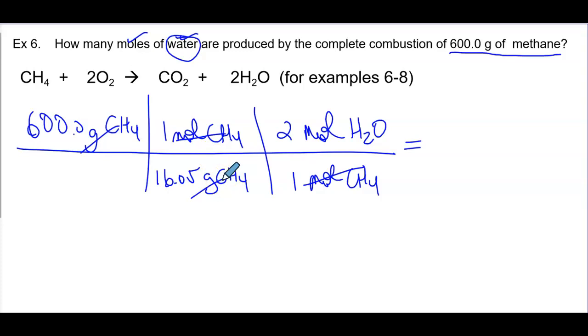Okay, so we're going to take 600.0 times 2 divided by 16.05, and with sig figs, we get 74.77 moles of water. Multiply the numbers across the top, hit equals, divided by 16.05.